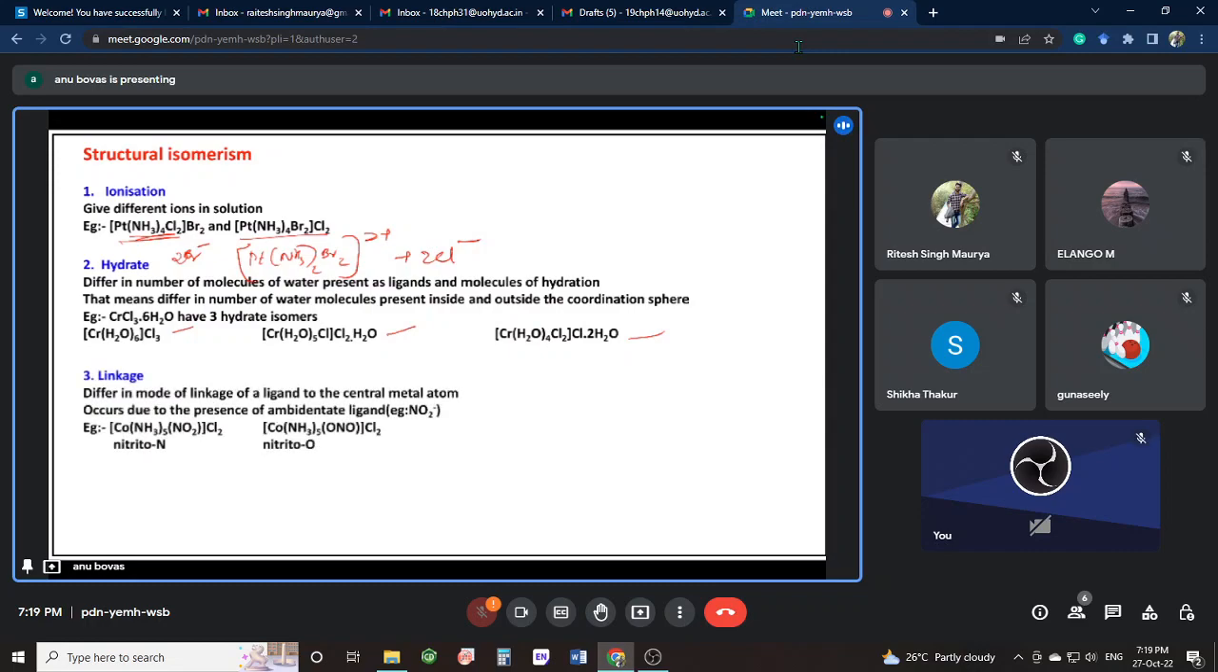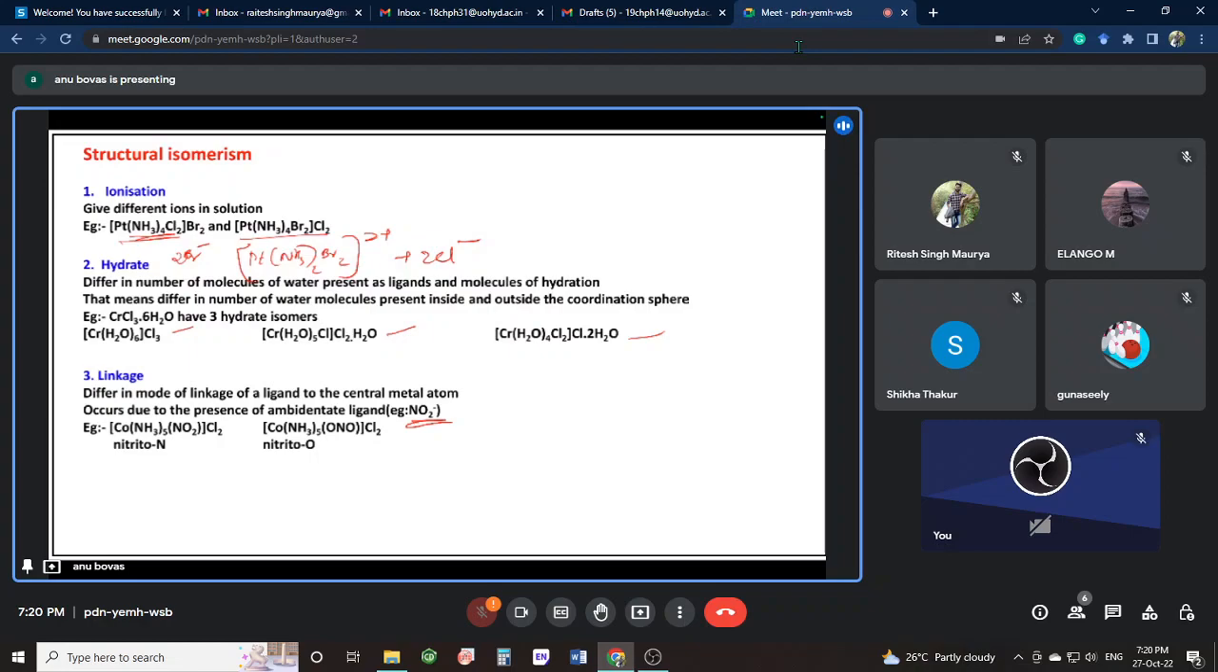Now, the next one is linkage isomerism. This happens when there is an ambidentate ligand. When we learned about naming of ligands, we learned what an ambidentate ligand is. A monodentate ligand that is capable of attaching to the central ion through different donor atoms, like oxygen as well as nitrogen, not at the same time, is an ambidentate ligand. An example is NO2-. NO2 can get attached to the central atom by nitrogen or by oxygen. If it is attached via nitrogen, it is called nitrito-N, or if it is attached via oxygen, it is called nitrito-O. So if we consider this example, [Co(NH3)5NO2]Cl2.